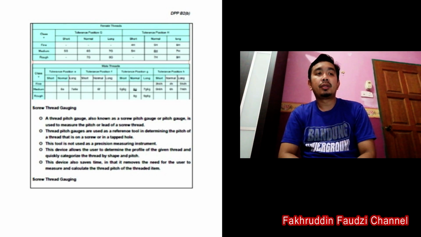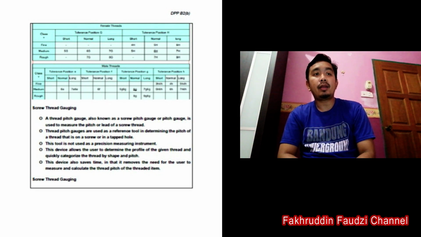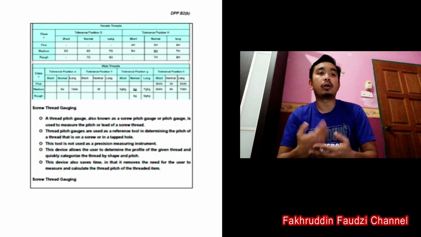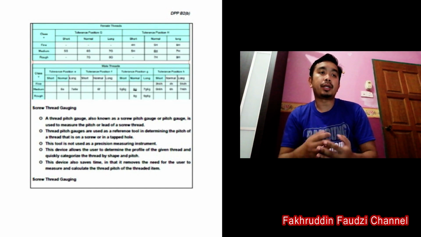Thread pitch gauges are used as a reference tool in determining the pitch of the thread that is on a screw or in a tapped hole. This tool is not used as a precision measuring instrument. This device allows the user to determine the profile of the given thread and quickly categorize the thread by shape and pitch. Okay, kita akan tengok based on dia pitch.